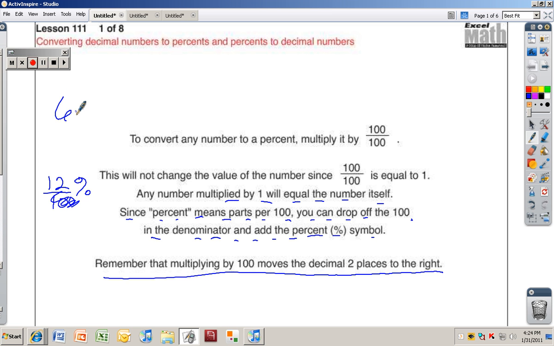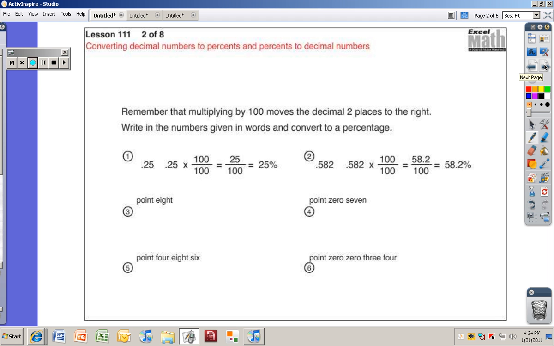If I have 65 and I multiply that by 100, I get 6,500. If I have 0.65 and I multiply it by 100, I get 65. Right? Okay, that's the simple part. Remember that multiplying, okay, we already said that.